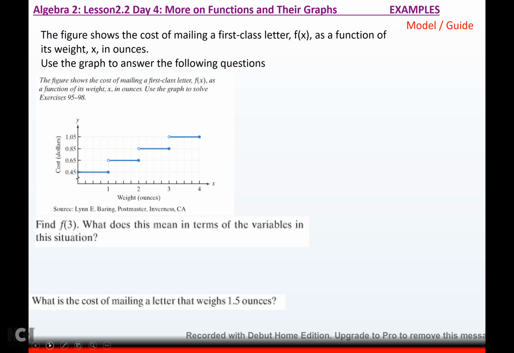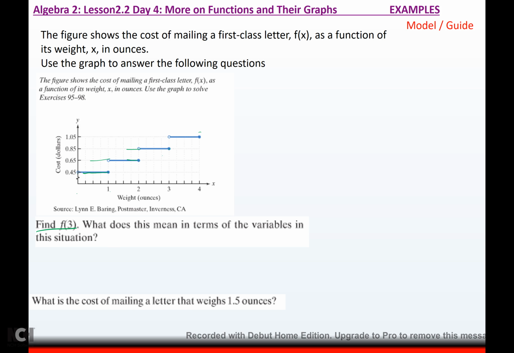All right, so now let's look at a real kind of problem. It says the figure shows the cost of mailing a first-class letter f of x as a function of its weight x in ounces. Use the graph to answer the following questions. So basically anything from 0 to 1 ounce costs you 45 cents. Once you hit anything over 1 ounce, like 1.000001, whatever, up to 2 ounces costs you 65 cents. From 2 ounces to 3 ounces costs you 85 cents. Just be careful. If you're exactly 1 ounce, it's going to be the 45, not the 65. If you're exactly 2 ounces, it's the 65, not the 85. You've got to go with the closed circle.